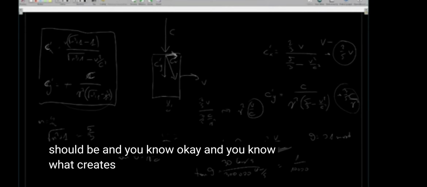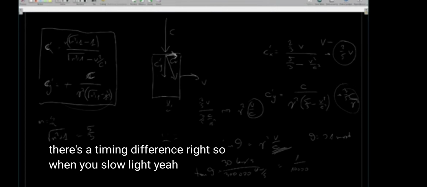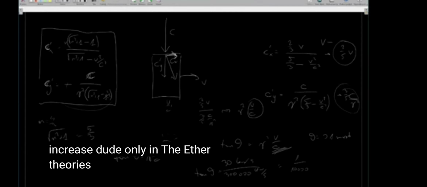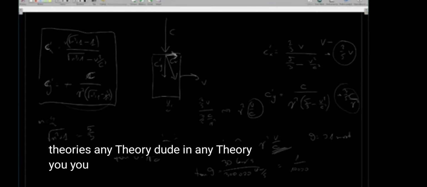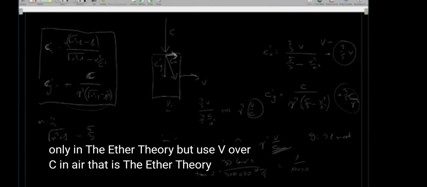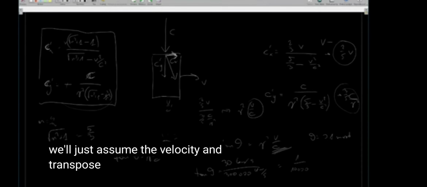And you know what creates that difference? There's a timing difference, right? So when you slow down light, that's what allows the angle to increase. Only in the ether theories. No, in any theory. You cannot say, oh, only in the ether theory, but use v over c in air. That is the ether theory, right? And then when you don't get the measurement in water, you're like, oh, we'll just assume the velocity and transpose it under transformation.